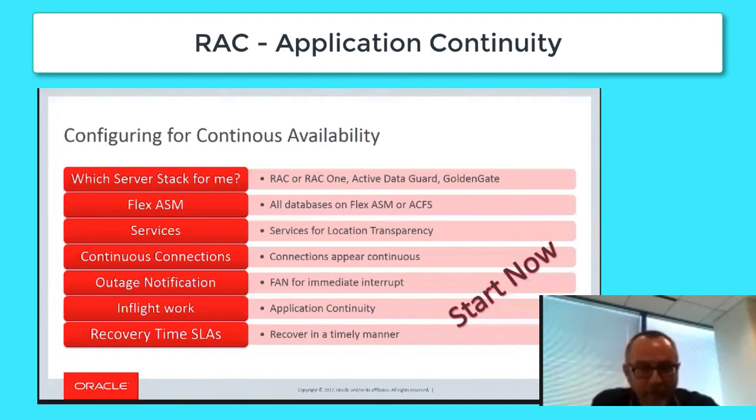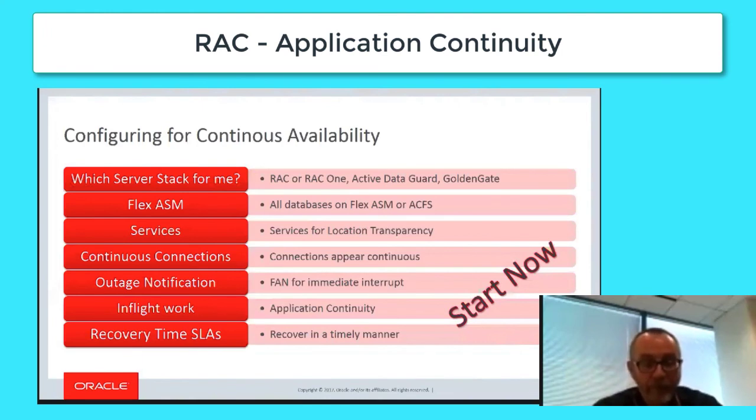TAF helps with that. But if you get FAN in there, you get a fast application notification, which will happen almost immediately to say, we've got a failure, do something. You can act now, you can reconnect somewhere else or do something else. So it's a faster interrupt for notification of failures, key for a lot of this.